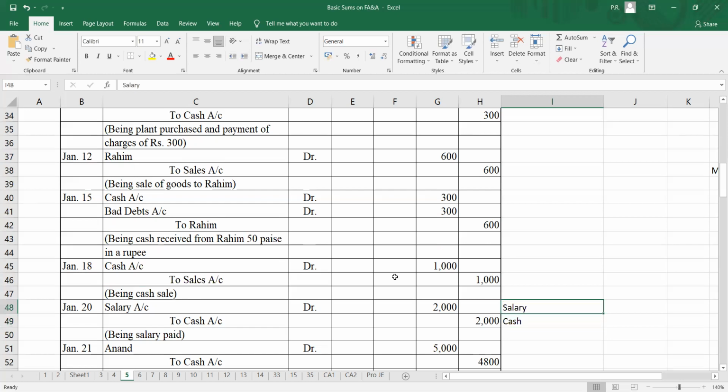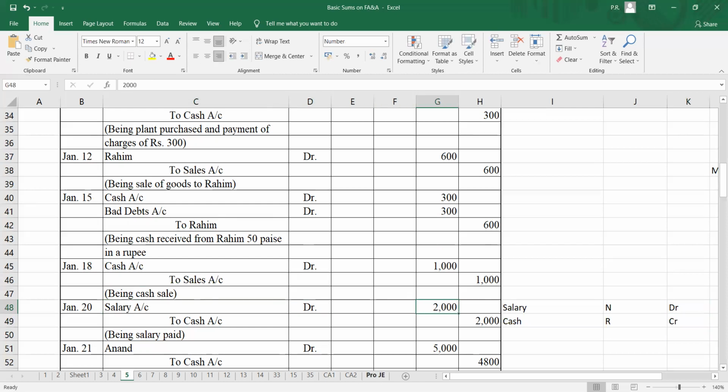So salary account is a nominal account. Cash is a real account. What is the rule for nominal account? Debit all expenses and losses, credit all incomes and gains. Salary is an expense, so I'll say debited. What is the rule for real account? Debit what comes in, credit what goes out. Here cash is going out, so I'll say credit cash account. So things become very simple. It's salary account debit to cash 2000 rupees.